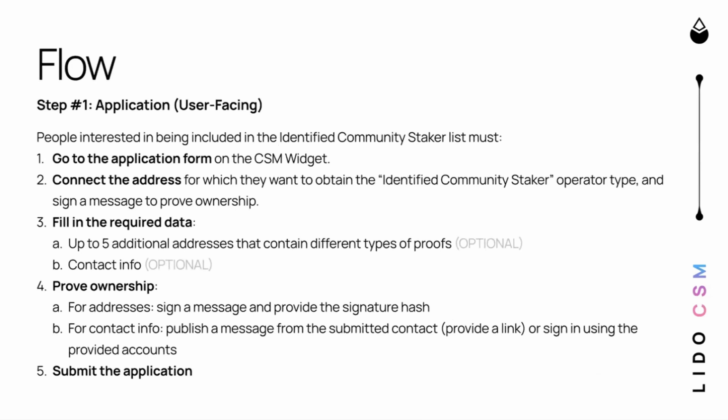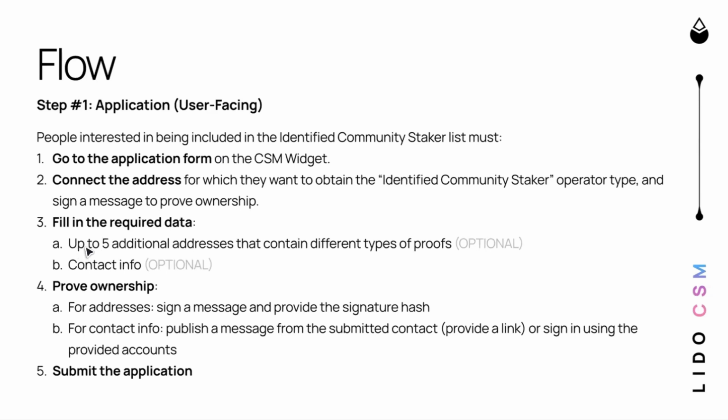What do I have next? Oh, okay, so next I have the flow, just to quickly show you how it all can work in real life. So how CSM node operators, or basically anybody in the space, can get this identified community stakers type. So the first step is application. People will need to connect to the CSM widget, which is our main interface for CSM, connect the wallet, then fill in the required data.